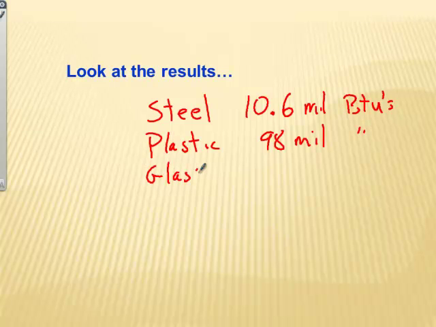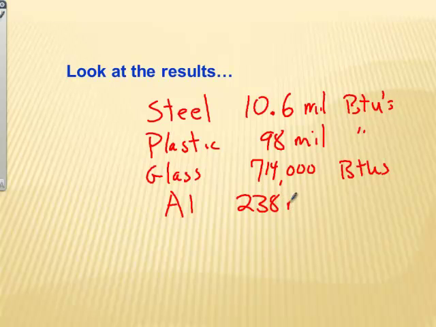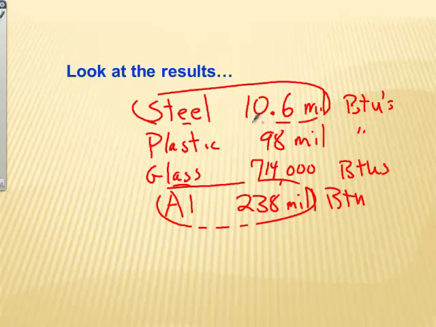Glass was only 714,000 BTUs, and aluminum was 238 million BTUs. Now look at the two metals. 238 million, 10.6 million. Okay, creating those BTUs of energy is expensive, and so the more you can save, the more valuable recycling becomes.